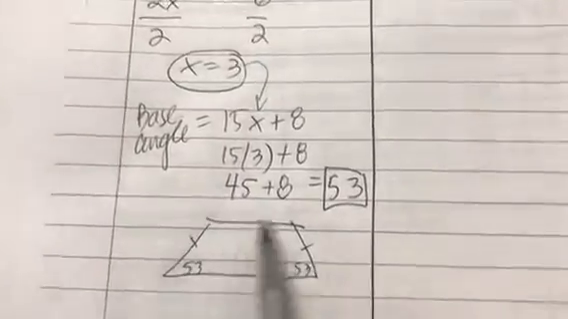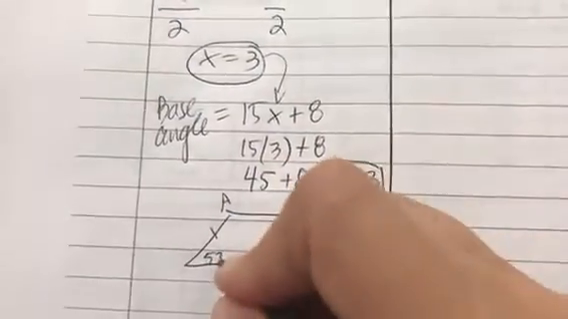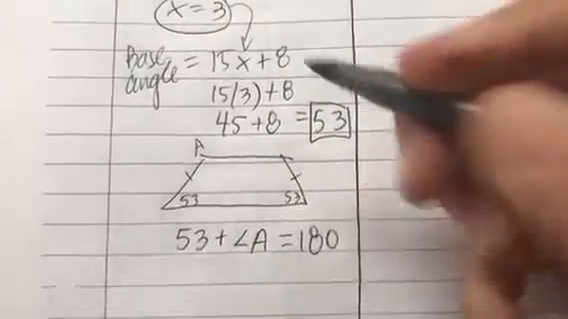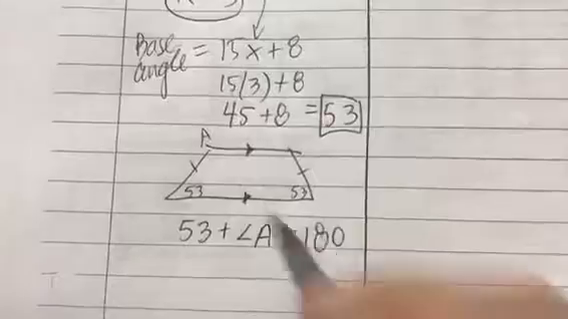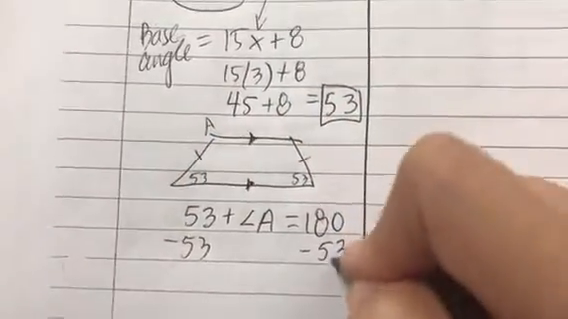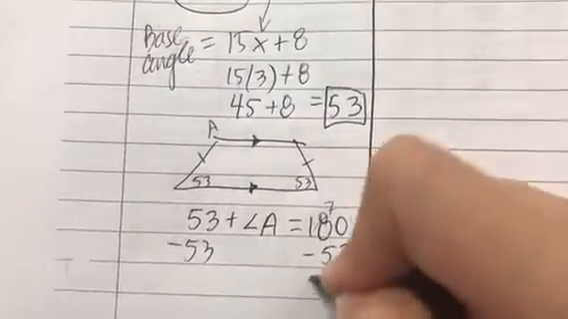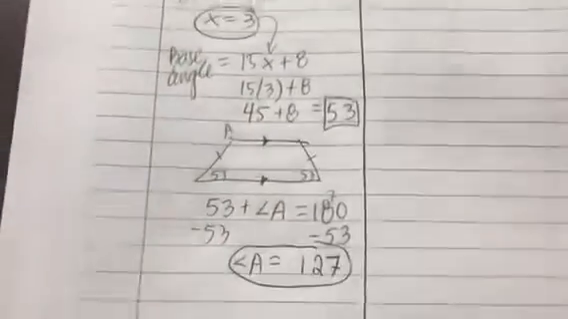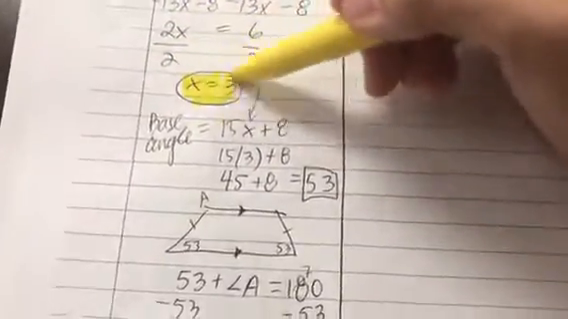You know these other angles are obtuse and that they're supplementary. So this is angle A, and they asked us to solve for angle A. So we know that 53 plus angle A has to add up to 180 because we know that same side supplementary. These are parallel. So subtract 53 on both sides. I get angle A is equal to 127 degrees. There's my answer. Angle A is 127. I solved for x.